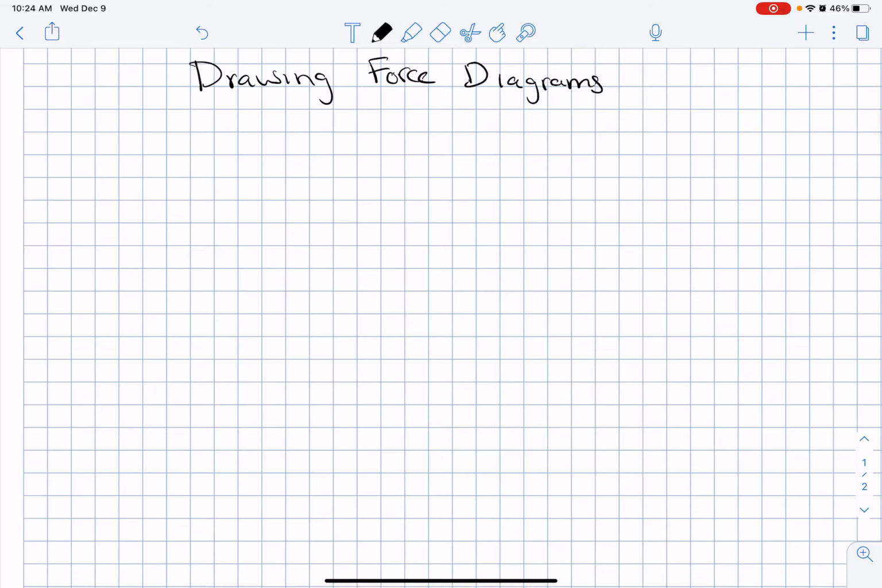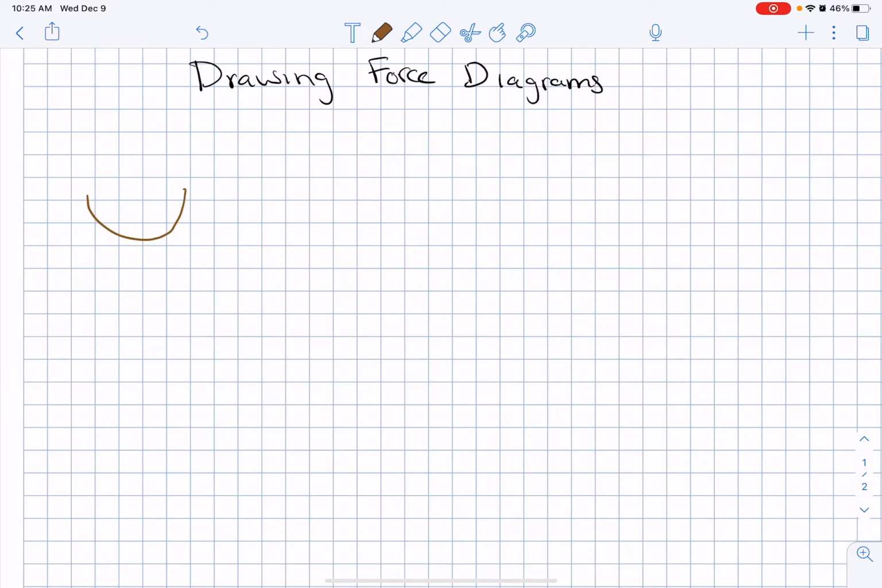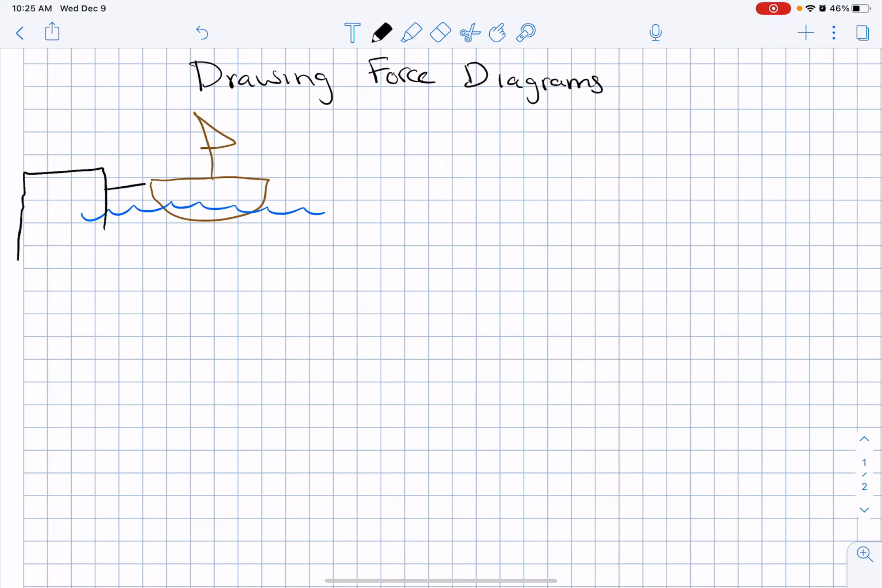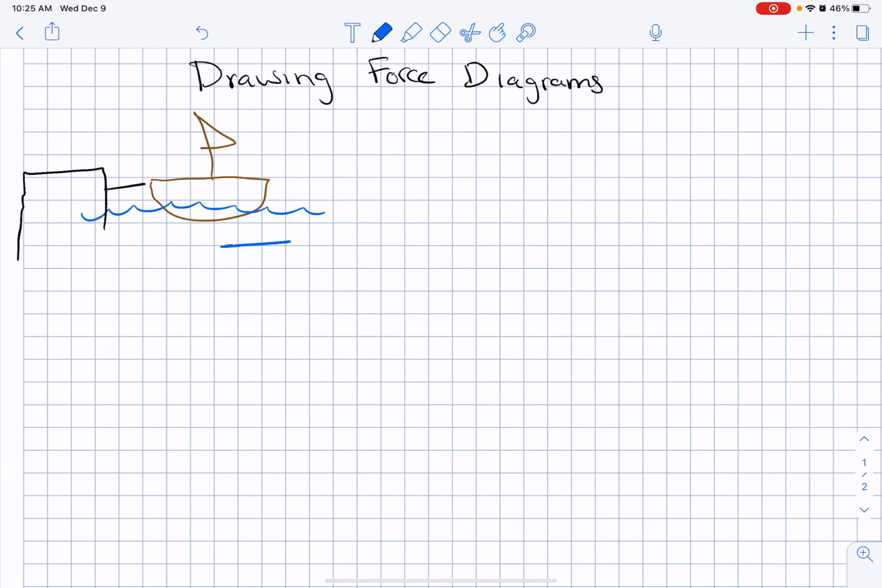Okay, so let's imagine in our first example that we have a boat. Actually, let's draw the boat over here. And it's floating on the ocean, but it is tied to a dock. Okay, you can see that I'm no artist here. You don't need to be an artist. And let's say the current is going in this direction. So my first step is to just draw my situation out, which I have. I have my boat, it's tied to a dock, and the current is pulling it to the right.